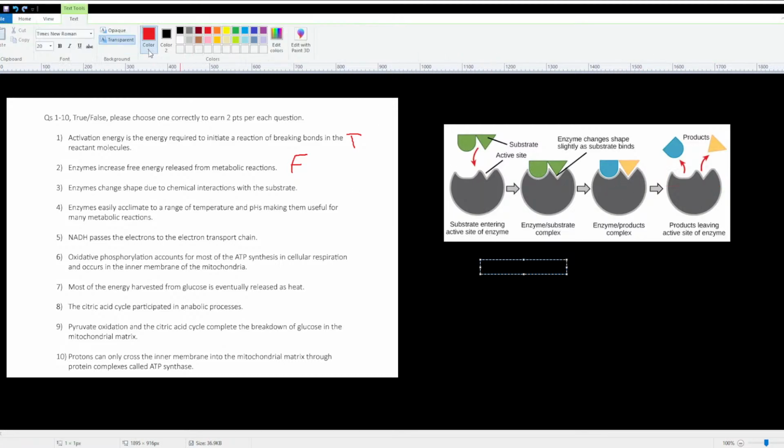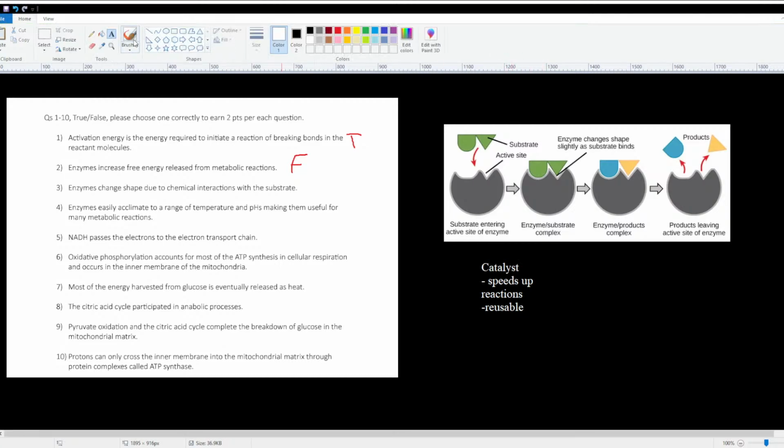So real quick, let's define what a catalyst is. A catalyst is something in chemistry that speeds up reactions. It is reusable. And there's one that I'm missing. You have to forgive me for not remembering. But anyway, these are the big two. So a catalyst will always speed up the reactions, right? And it will always be reusable. In this sense, we can consider enzymes to be catalysts.